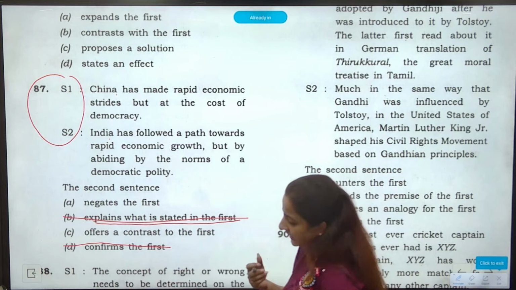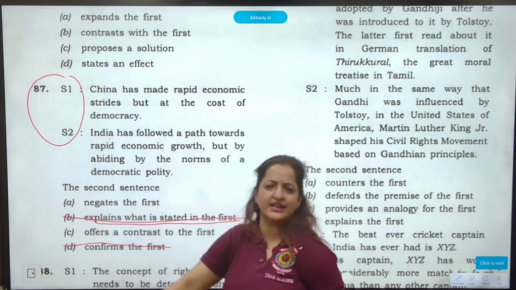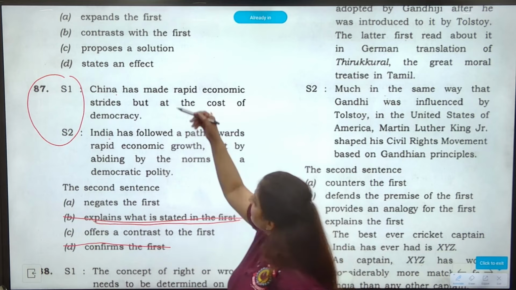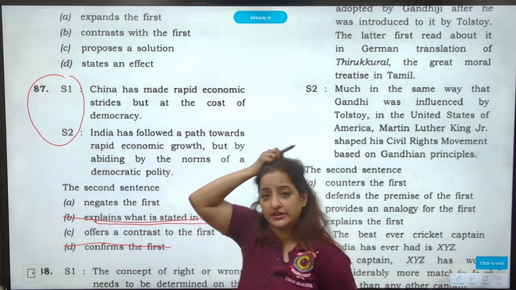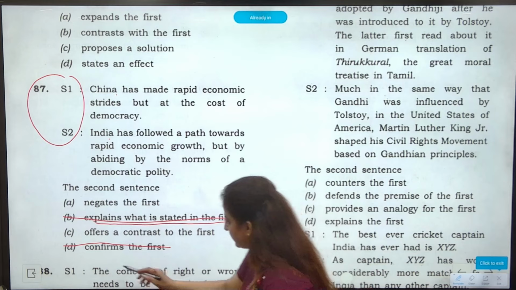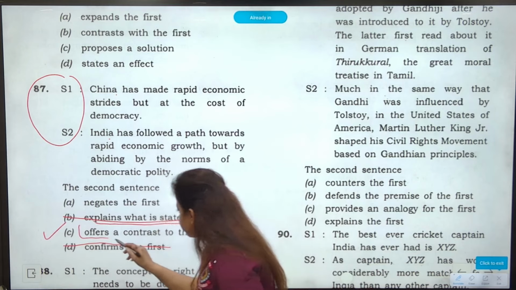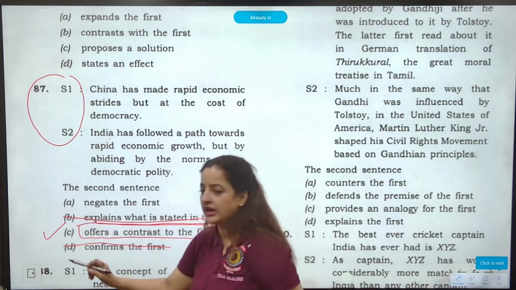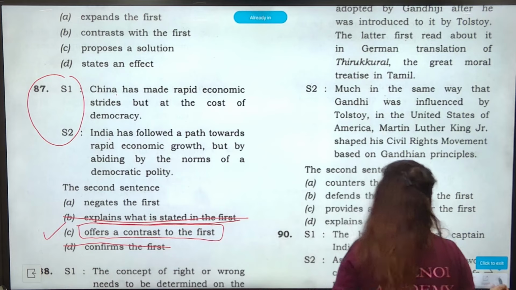निगेट भी तब होता, निगेट मतलब उसको डिसमिस ही कर देना, कैंसिल किया, ऐसा कुछ। अल्टीमेटली चाइना की बात करेंगे तभी निगेट करेगा ना। It is actually offering a contrast to the first. Answer is Charlie. Try and understand. Answer is Charlie. I'll explain, don't worry.